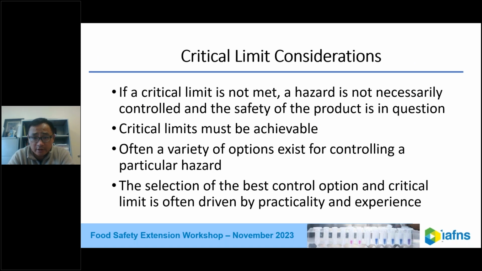Obviously, the critical limit has to be met, because if it's not met, it means a deviation could happen. A hazard is not necessarily controlled, and the safety of the product is in question. That's why the critical limits have to be achievable. We also need to give a lot of options sometimes, not only one or two fixed conditions. That's why we need a variety of options, and we need to establish the critical limits based on our processing line, which is practical.